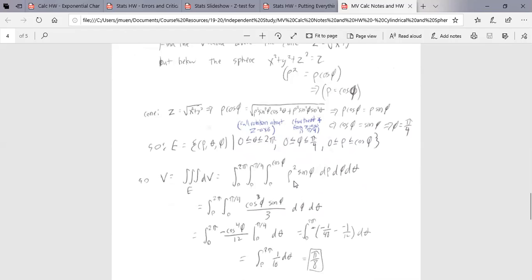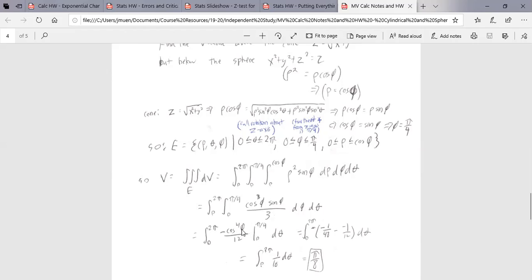Rho squared, when we integrate it, becomes rho cubed over 3. So it becomes cosine cubed of phi times sine of phi over 3. Integrate with respect to phi. Well, the easiest way to do this is just make a u substitution where we say u is cosine of phi. If we do that, what we're going to get is negative cosine to the 4th of phi over 12, because after integration we would have u to the 4th over 4, times 1/3. And we evaluate this from 0 to pi over 4.